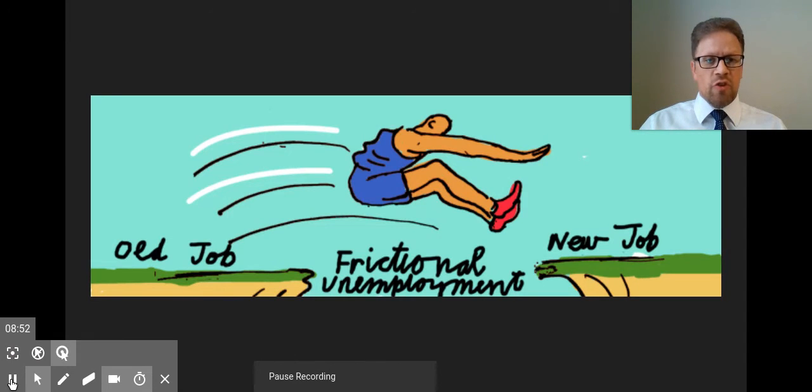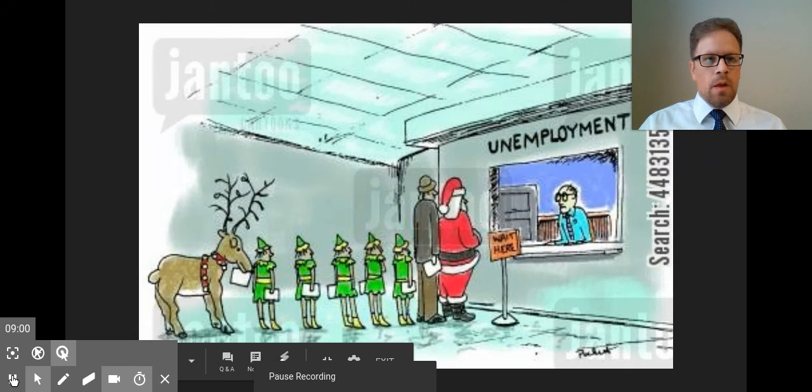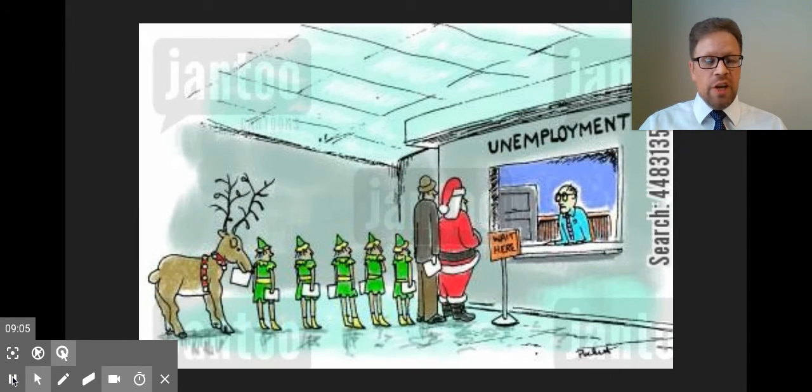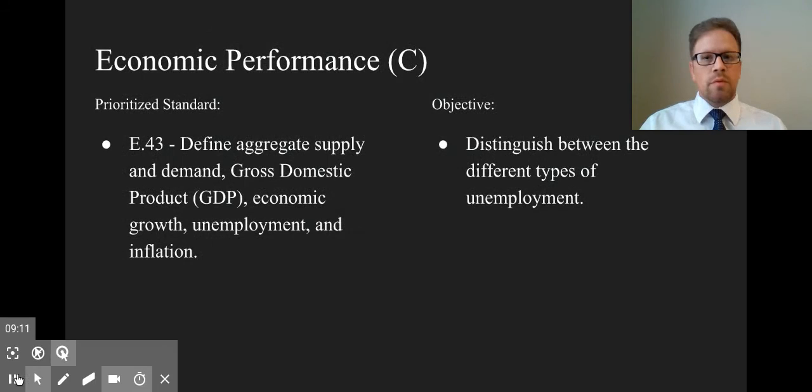Should point out, frictional unemployment, the government can't do anything about that. You can't avoid the fact that some people are always going to be in between jobs. That just cannot be avoided. Also, seasonal unemployment, you can't avoid this either. Sometimes it's just going to be a cold season. It's just going to be harder for some people to find work in those kinds of situations.